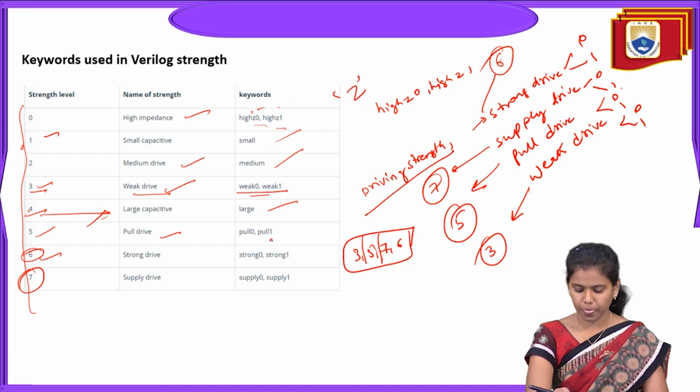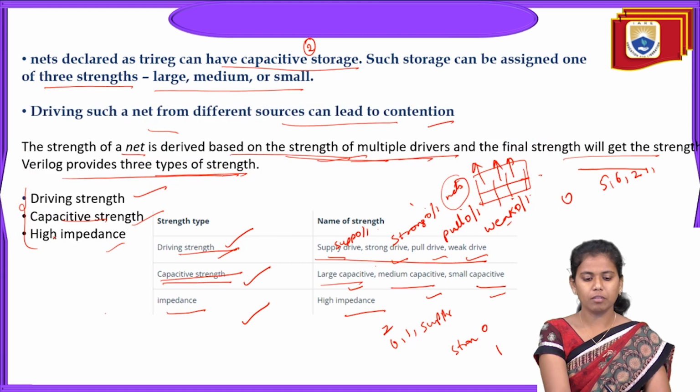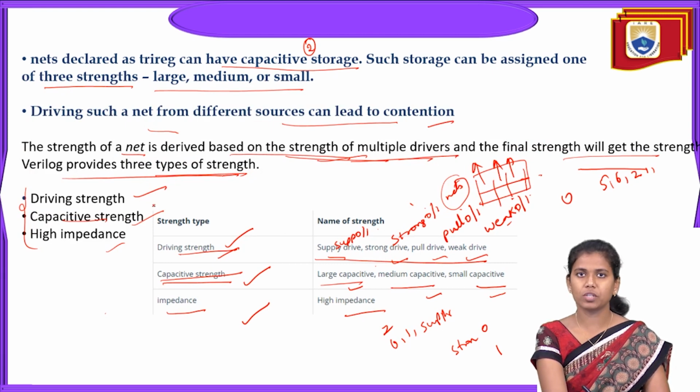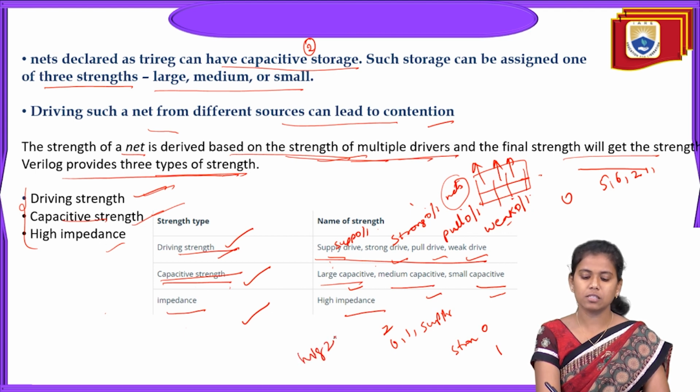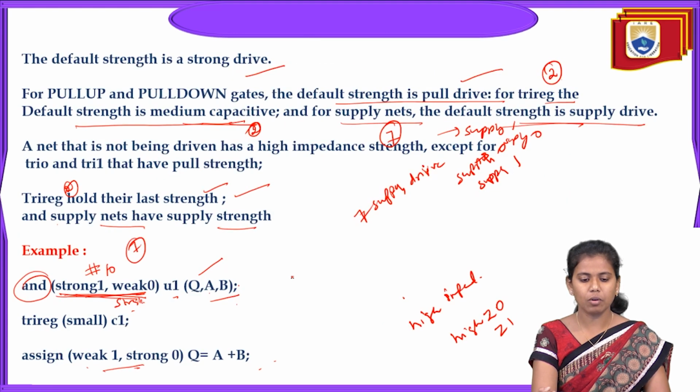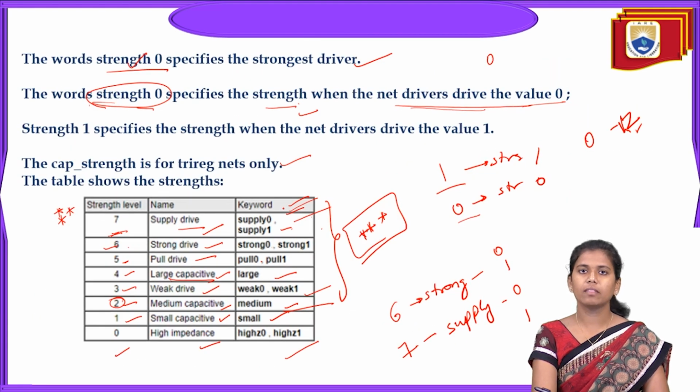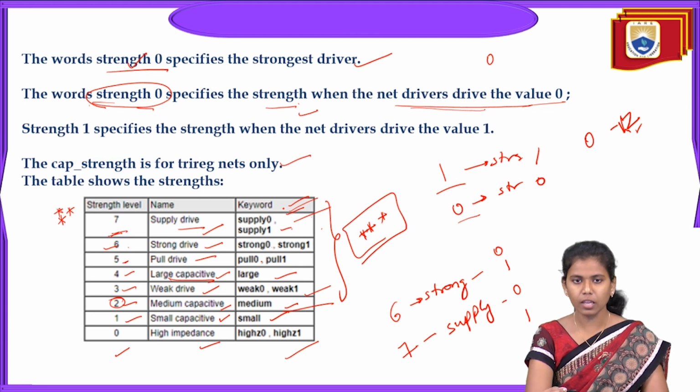And something else: there are 3 types of strength: driven strength, capacitive strength, and high impedance strength. Driven strength goes with supply, strong, weak, and pull. The capacitive strength goes with large capacitive, medium, and small capacitive. And the impedance goes with high impedance, sometimes highz0 and highz1, sometimes highz1 and highz0. So this is all about the Trireg nets and the signal capacitance with respect to the Trireg nets.